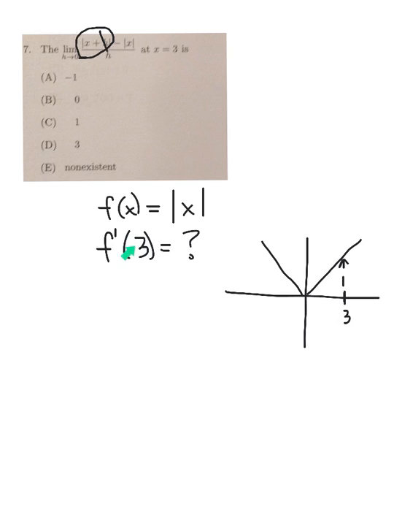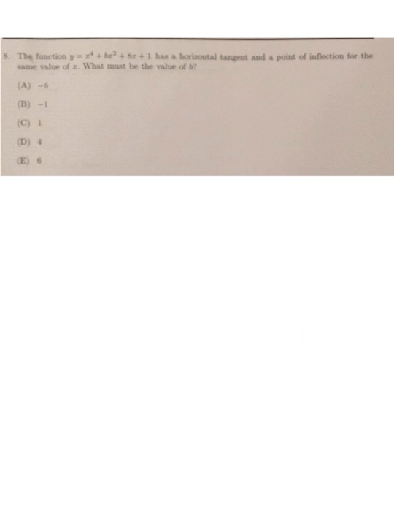If this was a -3 here and they wanted the derivative at -3, you would go over here to -3, go up, and ask yourself, what's the slope of this line? And the slope of that line is -1, so then your answer would be -1. But since they wanted +3, the slope is positive, so your answer is +1, which is choice C. Okay, you're going to love me on this one. Skip it. No number 8. Let's go on to number 9.